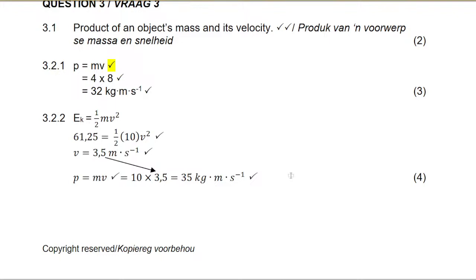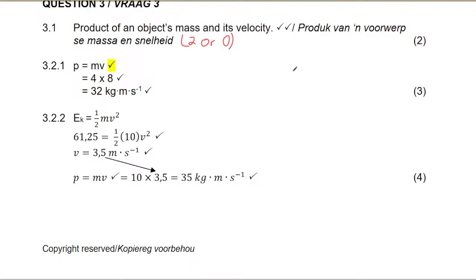The first one says, define the term momentum. This is a normal, easy definition. For now, we will say 2, or I've never seen it broken down anyway. So momentum is the product of an object's mass and its velocity. So it is 2 or 0 for this one.